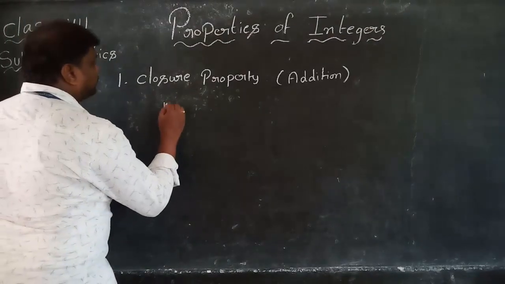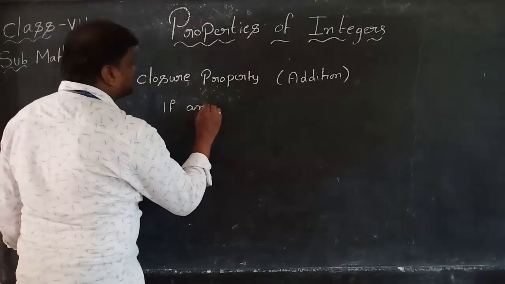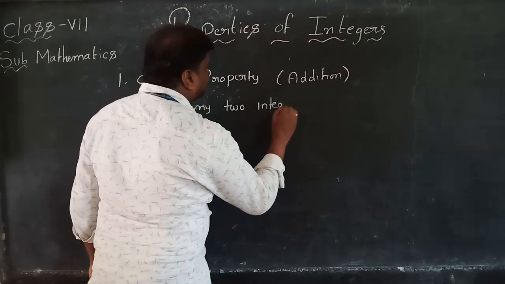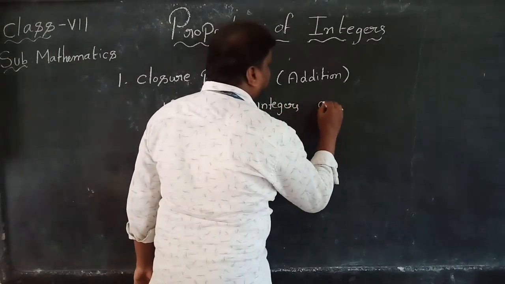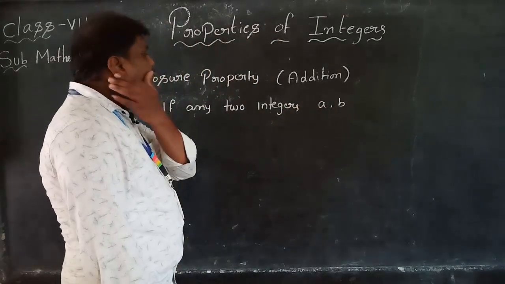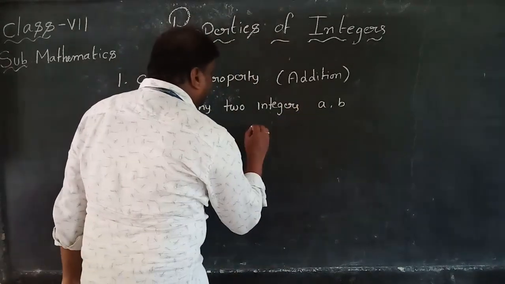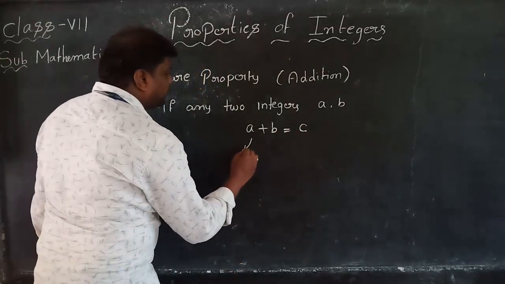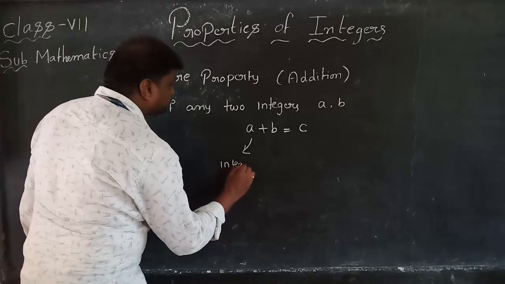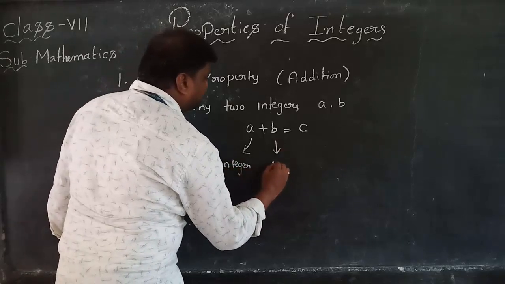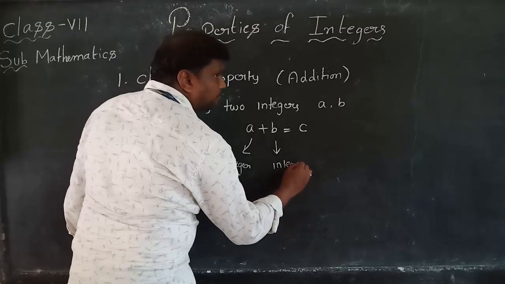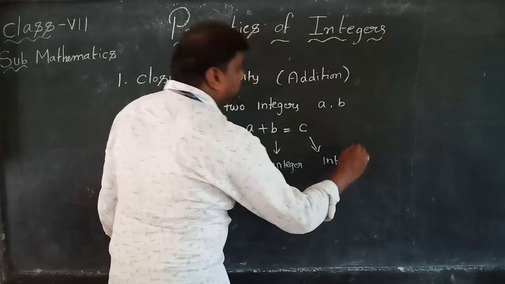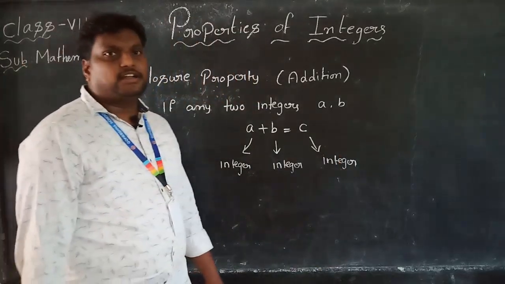If any two integers a and b, the sum a plus b is equal to, for example, c, then a is one integer, b also one integer, and c also one integer. This is the closure property under addition of integers.